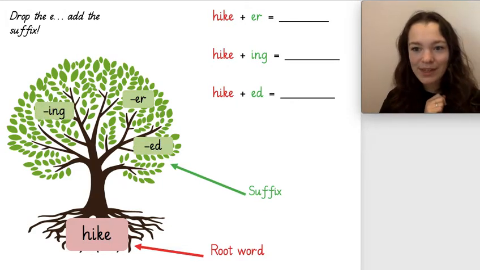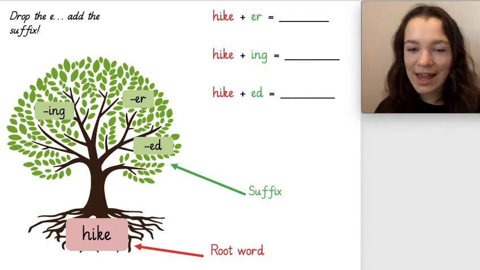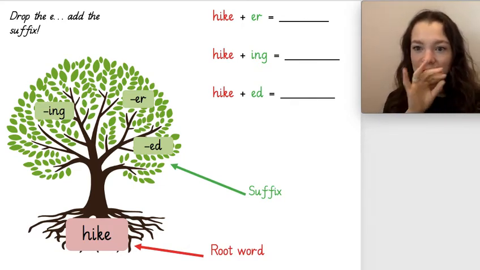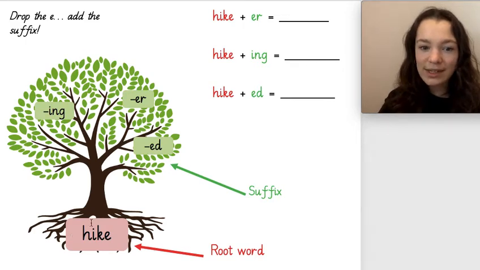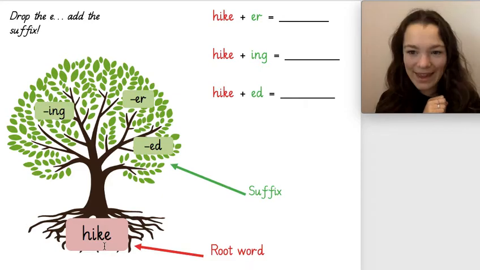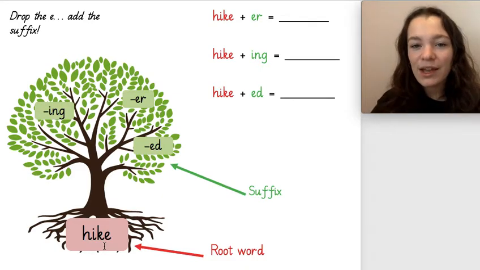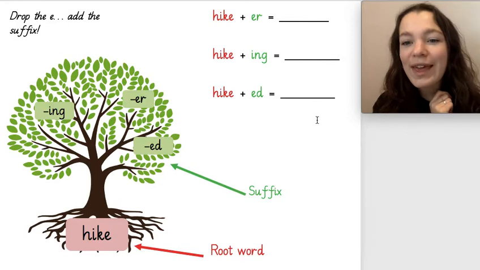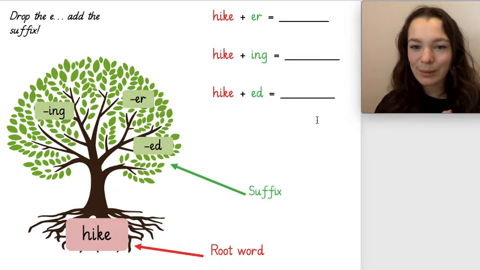Right, this time, this is what we were learning yesterday. So this part of our learning is if the word ends in an E, our root word ends in an E with a consonant before the E, drop the E, add the suffix. So here I would like you to show me the word hiker, hiking and hiked. Remember, drop the E, add the suffix. Pause the video and have a go.